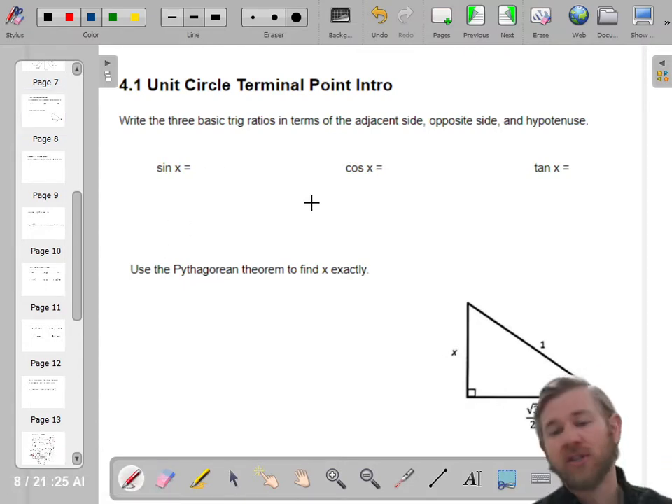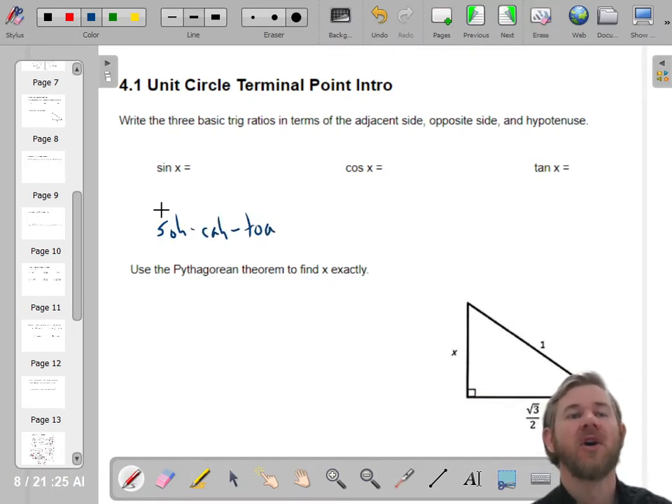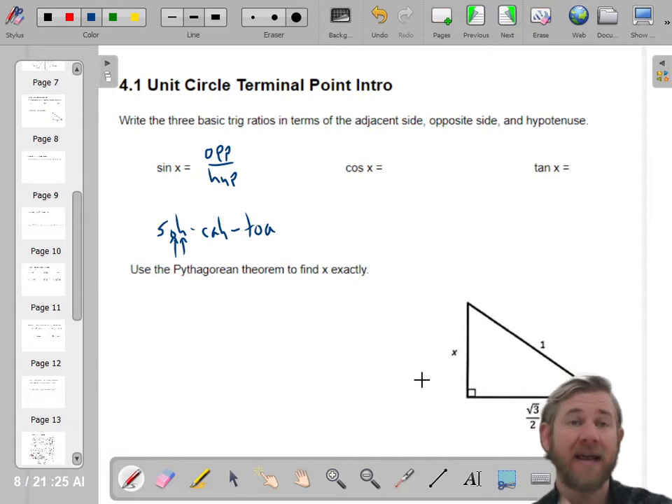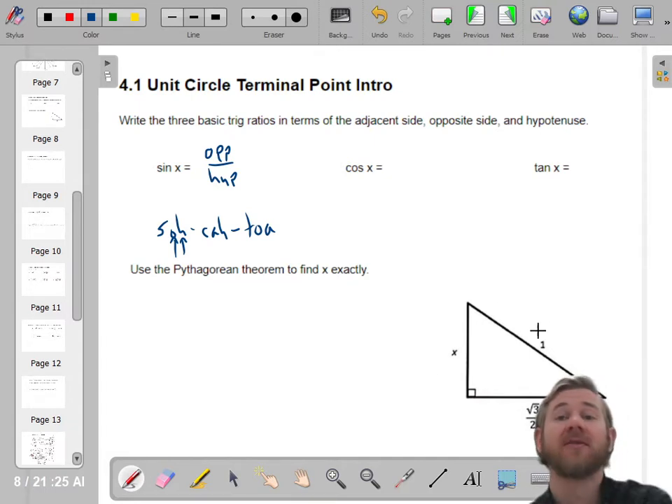You might remember SOHCAHTOA, if that helps you. Okay. So SOH: sine is opposite over hypotenuse. So this is the opposite side over the hypotenuse. The sine of an angle is the ratio between the side that is opposite that angle and the hypotenuse. And remember, the hypotenuse is always the longest side.